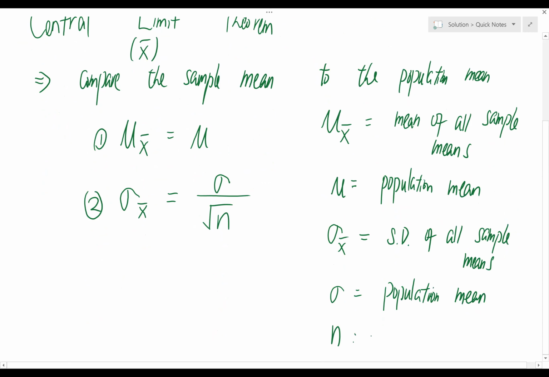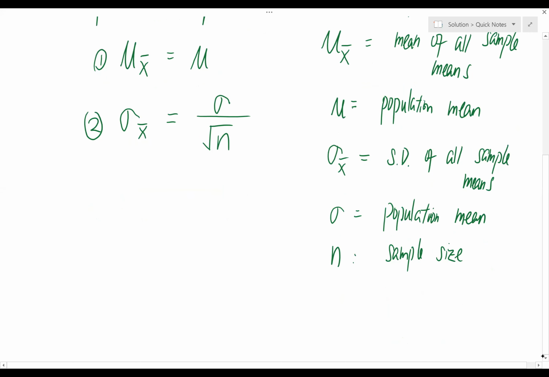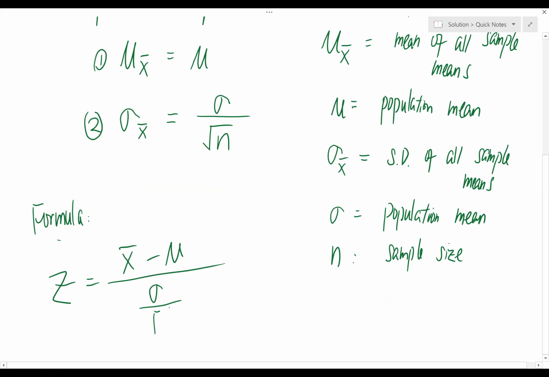And then n is the sample size. So if you want to use a formula to represent the central limit theorem, you can just do this. The z-score equals sample mean minus population mean, right? Compare the sample mean to the population mean, and then it's over the standard deviation, which is sigma over square root n. Okay, so this is basically the formula for the central limit theorem.